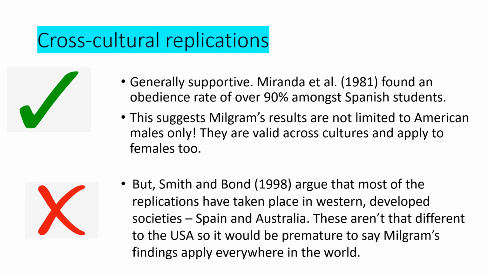Because what Smith and Bond say is that the replications have mainly taken place in Western developed societies such as Spain and Australia, and they are relatively similar to the USA.